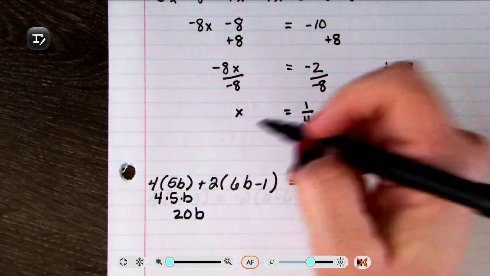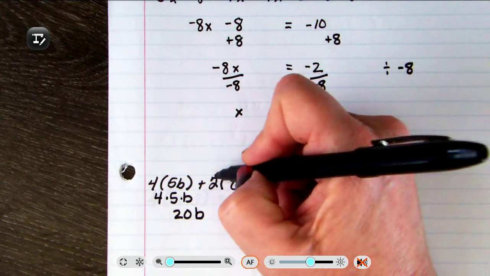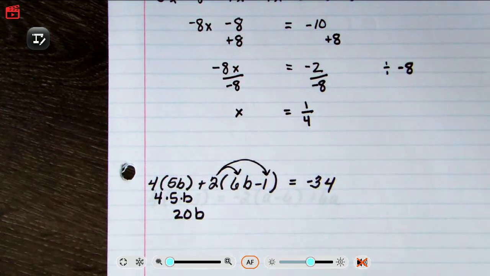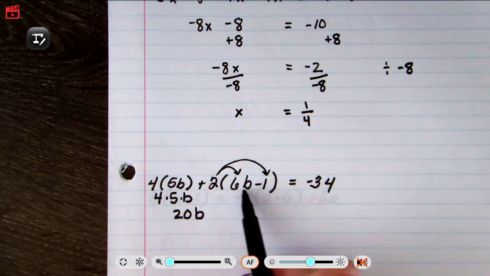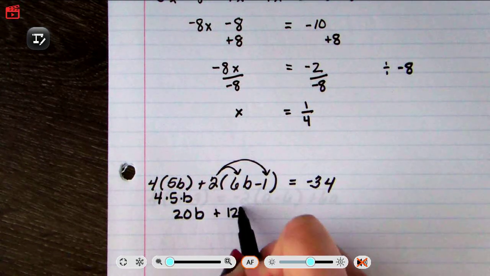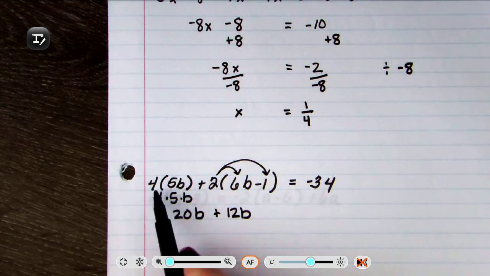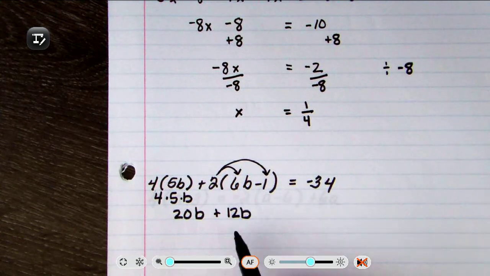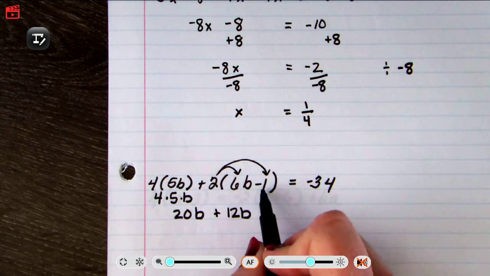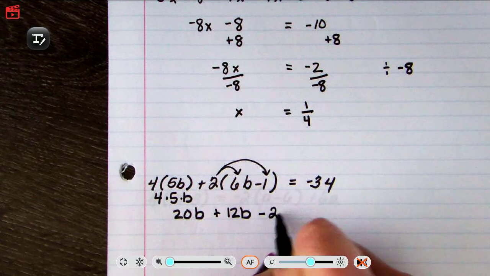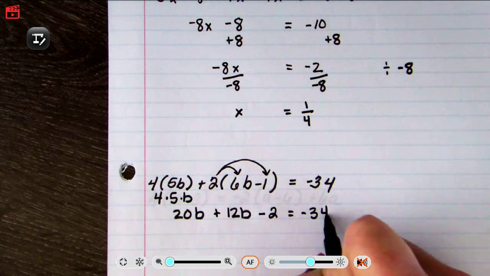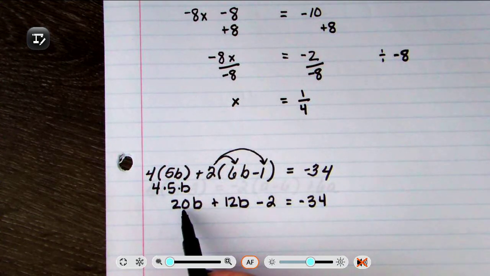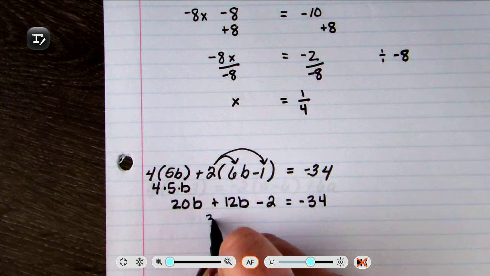20b. Here I have the subtraction with the multiplication, so I do want to distribute that 2 to both parts. So 2 times my 6b is 12b, very similar to this. Notice it's 4 times the 5b, 2 times the 6b gives me 12b, and then a positive 2 and a negative 1 gives me a negative 2. Now I'm going to combine my like terms. So here I have 20b plus 12b is 32b.